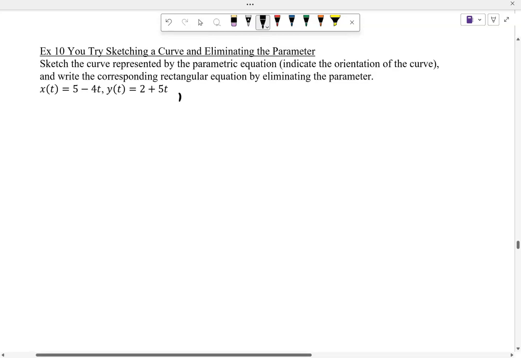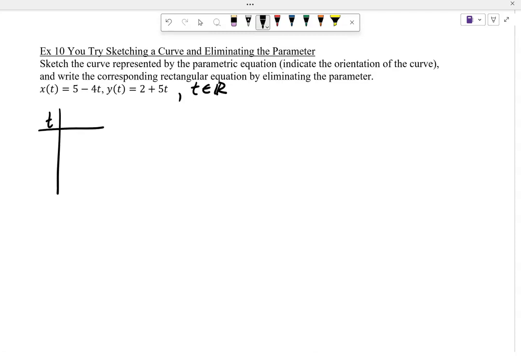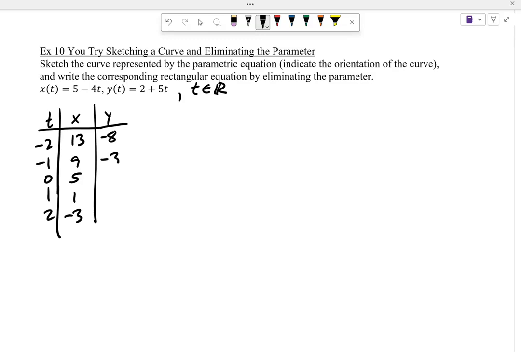Notice t, there's no restrictions on t, so you can assume that t is all real numbers. And I'll just start it. Let's do like a -2 up to 2. And let's just plug them in one by one here. So x is 5 minus 4 times -2, so 5 plus 8, I get 13. 5 plus 4, I get 9. Now let's do the y is 2 plus 5t, so 2 minus 10, -8.